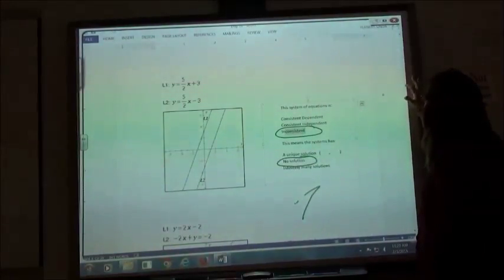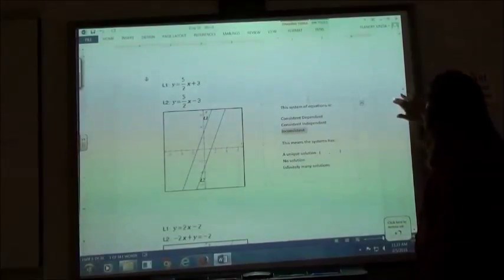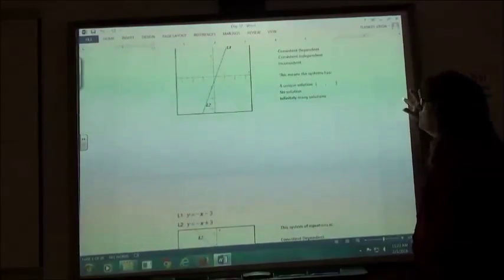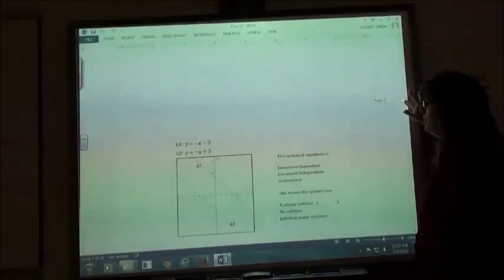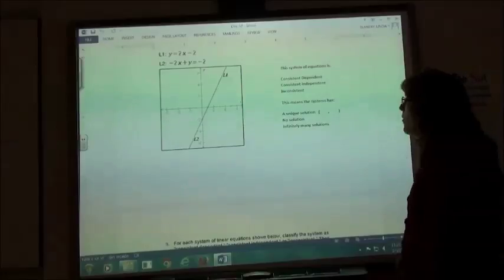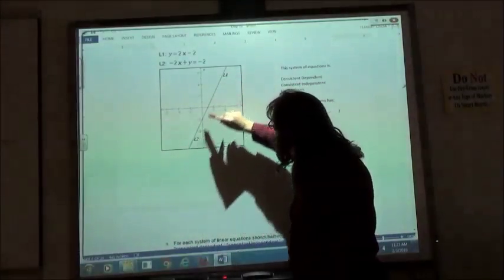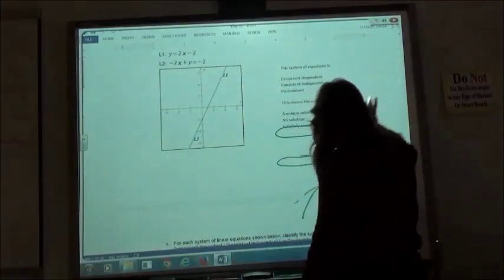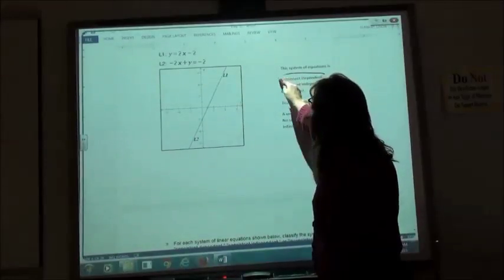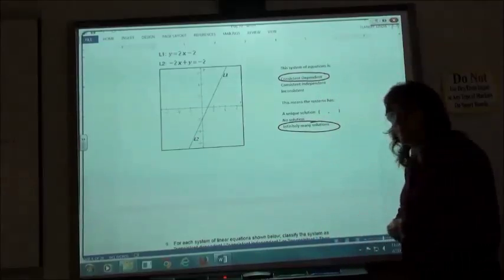The third one on this one is the one where I have line 1 right on top of line 2. If line 1 is on top of line 2, they're actually the same line. Those are consistent, dependent, and have infinitely many solutions.